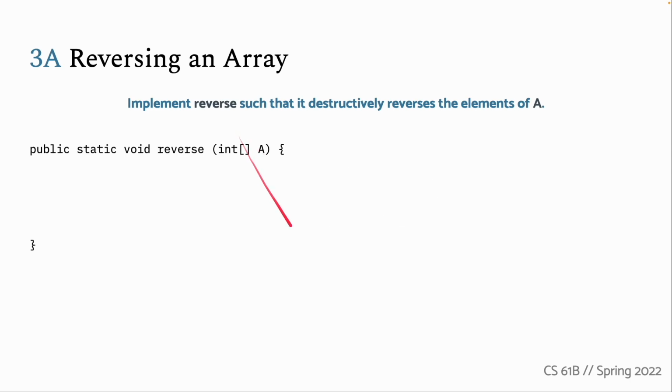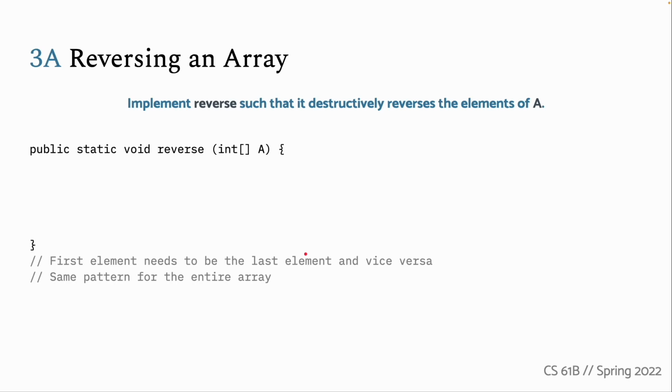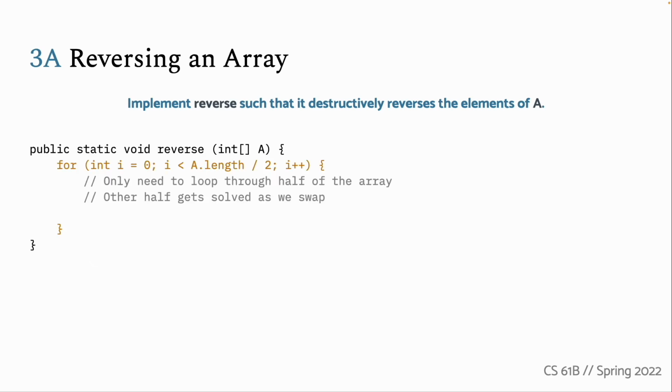Okay, welcome back. So we know the first element needs to be the last element, and the second element needs to be the second to last element, etc. So what we're going to do is just go through the array and swap things, right? We're going to swap the first and the last, and the second and second to last, and third and third to last, etc. So we only need to loop through the first half of the array because the other half will get solved as we swap. If we don't do this, we're going to end up swapping everything back, which is not what we want to do, right? So we only have to go until a.length divided by 2.